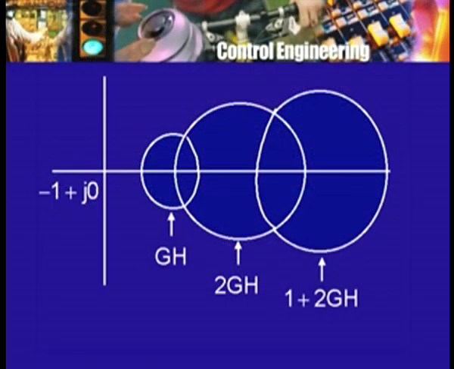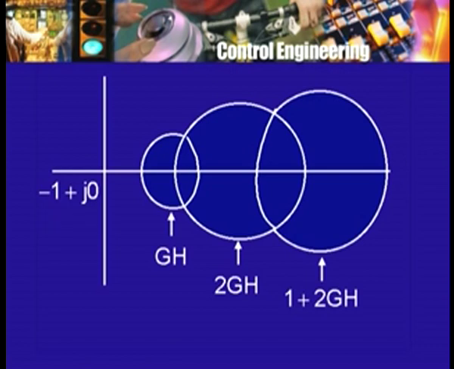But now you can see the relationship between this point and this is the same as the relationship of this 2GH contour with the point minus 1 plus j0, because this is 1 plus 2GH. Therefore, the relationship between this plot and this origin is the same as the relationship between this plot and the point minus 1 plus j0. That is, instead of the origin we move 1 unit to the left. So, the number of encirclements by 1 plus 2GH of the origin will be exactly the number of encirclements by 2GH of the point minus 1 plus j0.